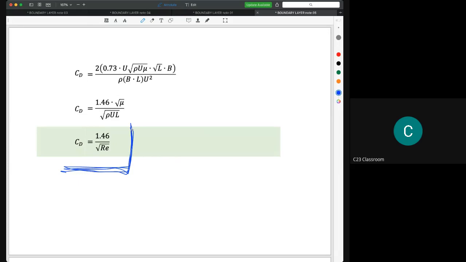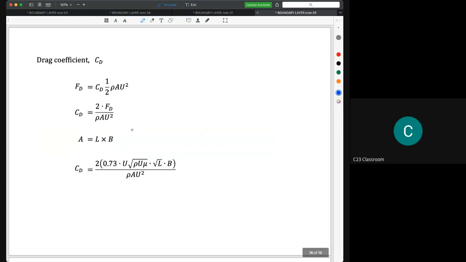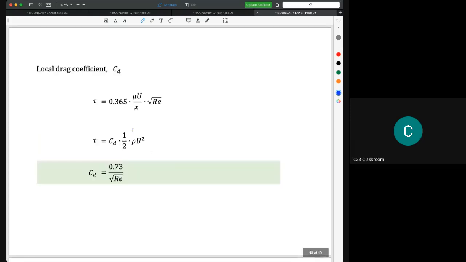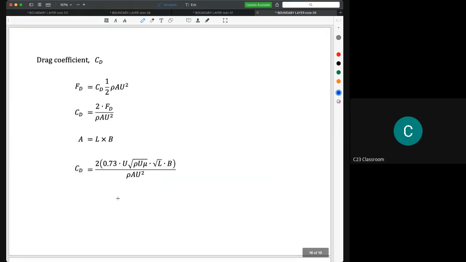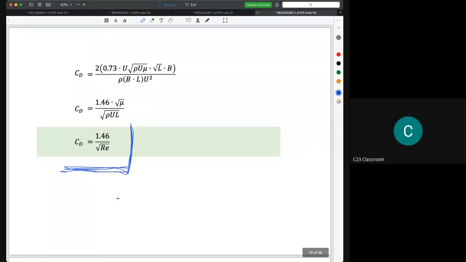And then I hope you could see that the patterns of CD is almost the same, but okay, so we have a CD here 0.73 over square root Reynolds. That is for the local one. And for the total one, so kita tak panggil total lah, kita panggil drag coefficient sahaja, adalah seperti ini.